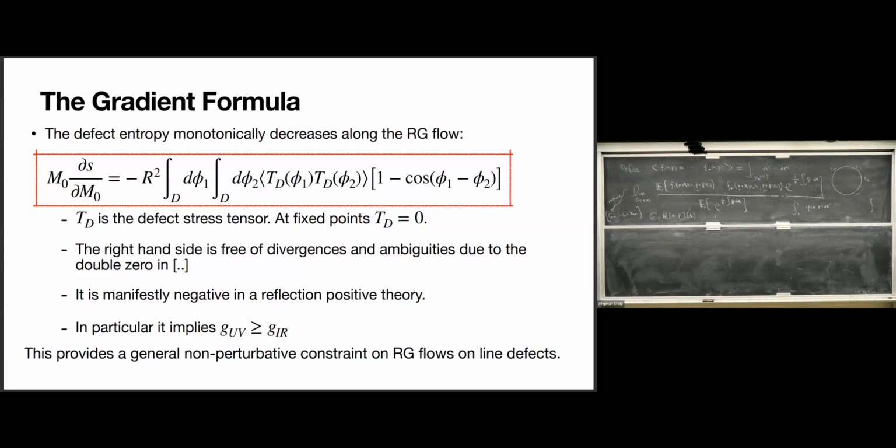And so the right-hand side here is always negative once you have reflection positivity. In particular, it implies that the gradient always decreases under a renormalization group flow, which as a consequence gives you the inequality, which in the 2-dimensional case reduces to Affleck and Ludwig's conjecture. And therefore, you have a general non-perturbative constraint on the RG flow associated with line defects.